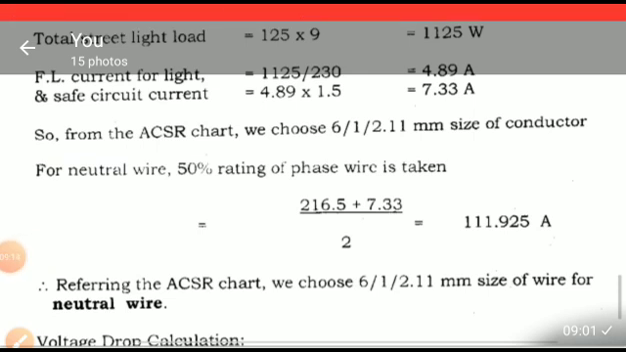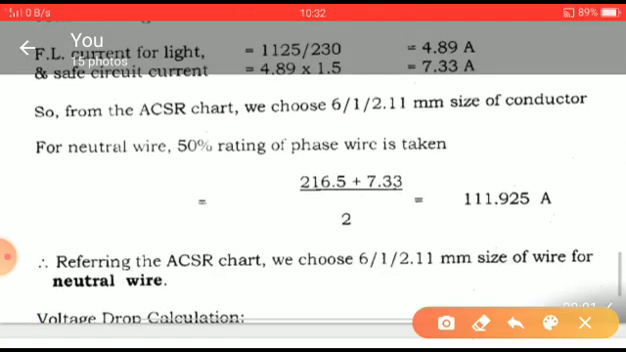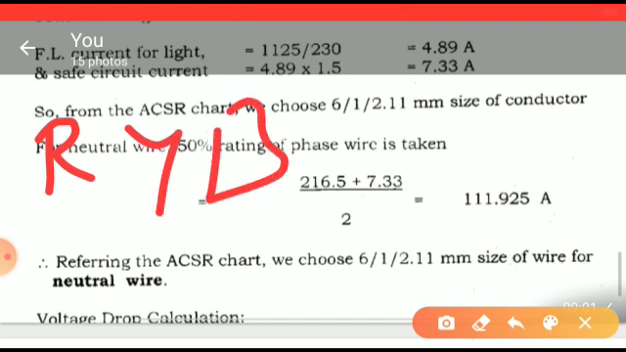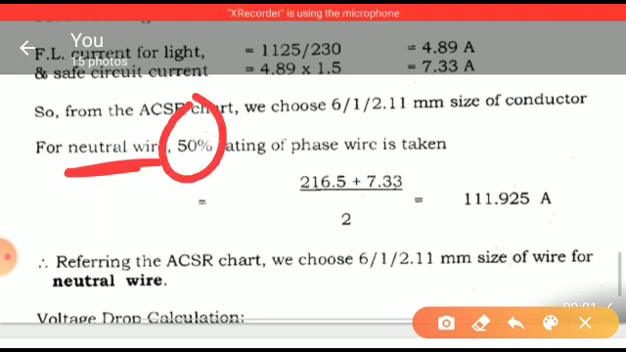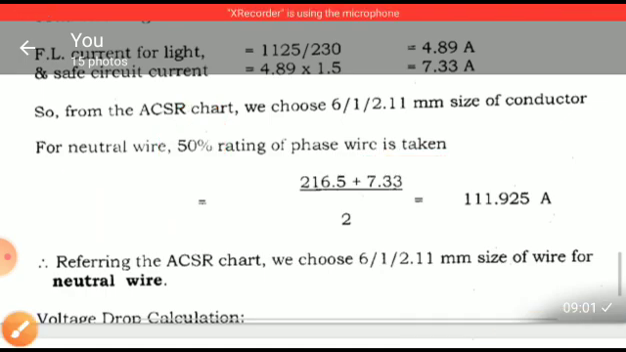We have calculated for the three phases. Previously we calculated how much conductor is required for the R, Y, B 3 phases, but next we are going to calculate the amount of phase current required for the neutral wire. Normally the neutral wire current is taken as 50% of the phase wire, so the average is 50% of the phase wire current.